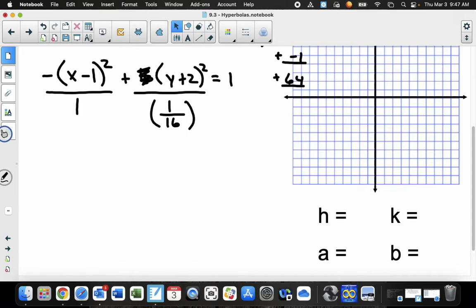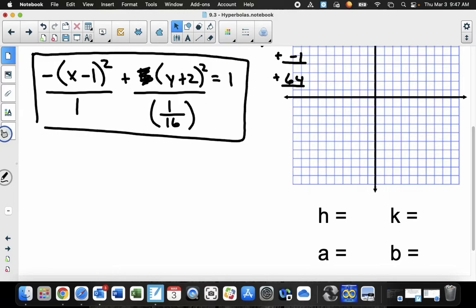Now we've got the equation of a hyperbola. So now, in this case, what's h and k? Let's start there. Yeah. H is 1, k is -2. There's your center point. 1 and -2. So there's the center of your hyperbola.